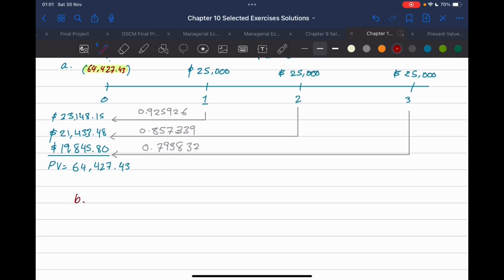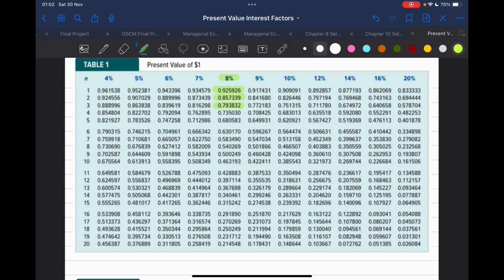So B, the present value, let me just quickly remind you of the formula. Present value of annuity is going to equal the payment multiplied by the present value interest factor of annuity. In this scenario, we have N equals 3, and the required rate of return is 8%. So this is what we're going to be looking for in the table. All right? So let's find the interest factor of annuity first.